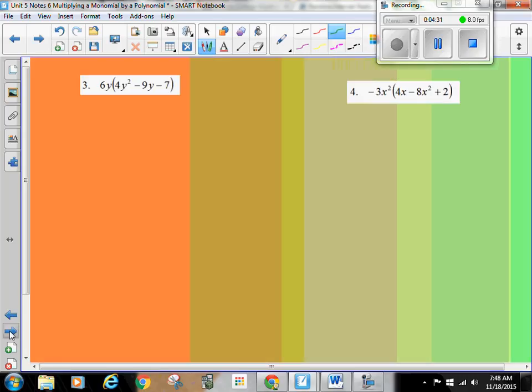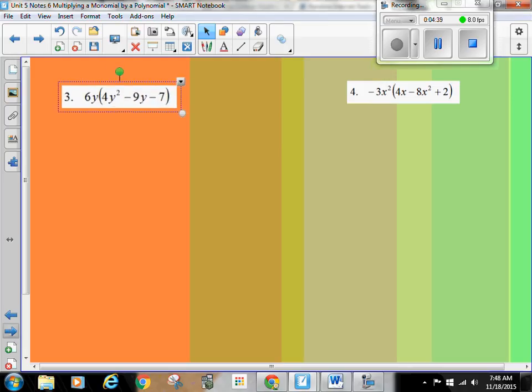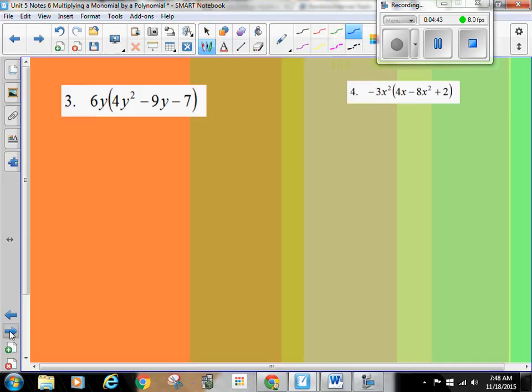Okay, so these two problems here are going to be just the same as the last page. So I'm going to go ahead and I'll get this one started for you. Now some of you are going to be able to look at this and not need to write out every term times every term, and that's just fine. You can go ahead and skip that, but I'm going to write it out so you can see where it comes from. So 6y times 4y squared.